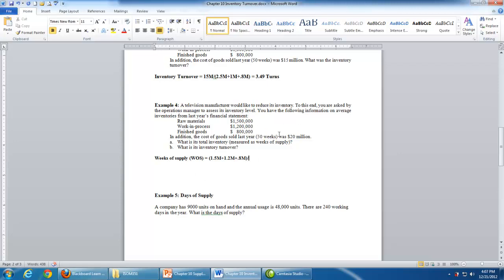If the organization sells 20 million per year and runs 50 weeks, average per week will be 20 million divided by 50. The organization will have weeks of supply about 8.75 weeks, which is quite large. An organization would prefer the number of weeks of supply to be a little bit low. The lower the number of weeks of supply, the lower the level of inventory.